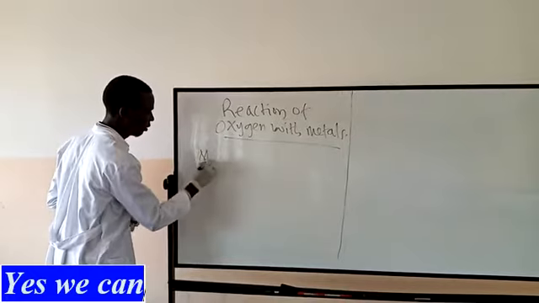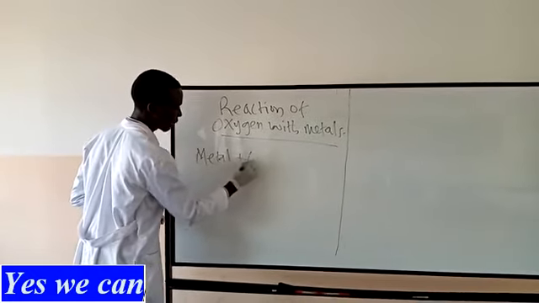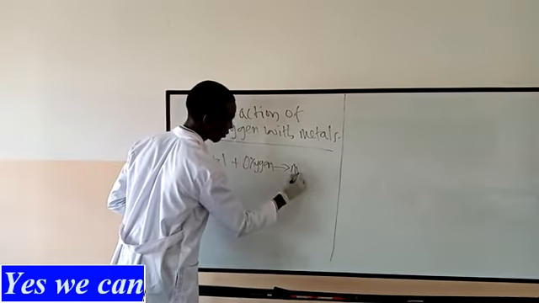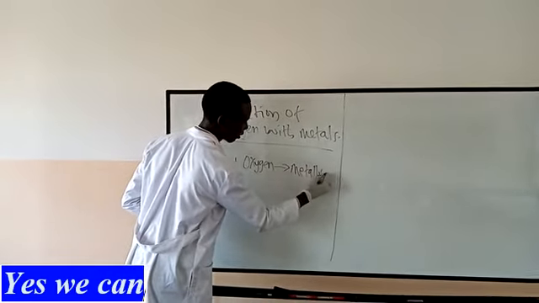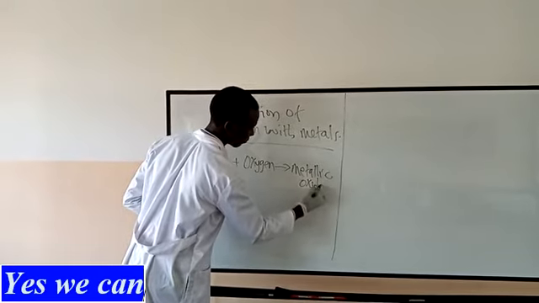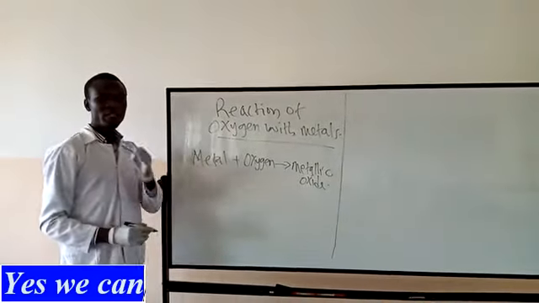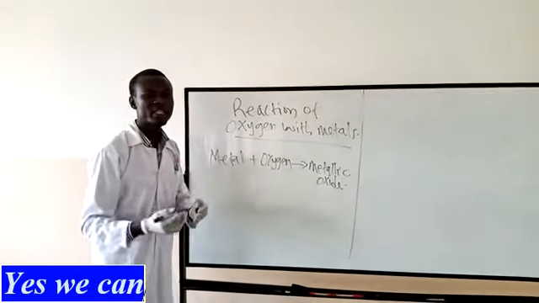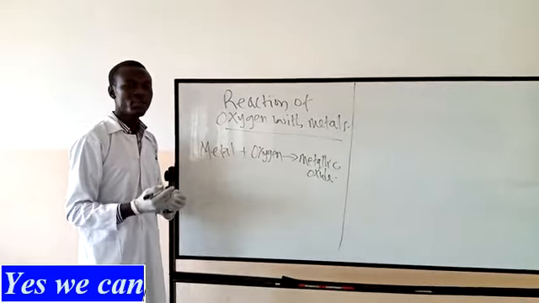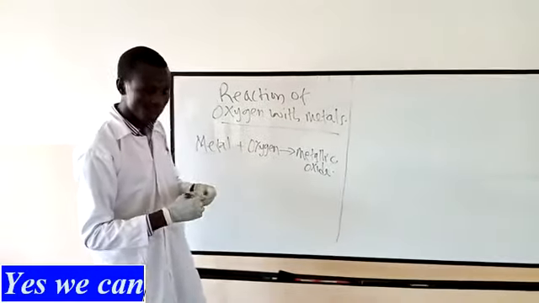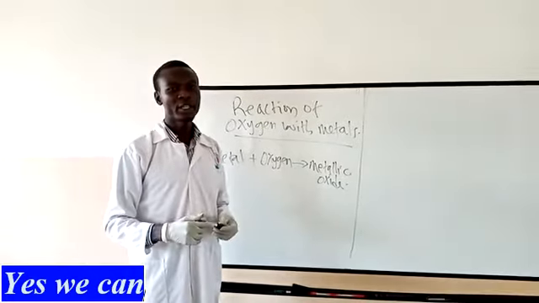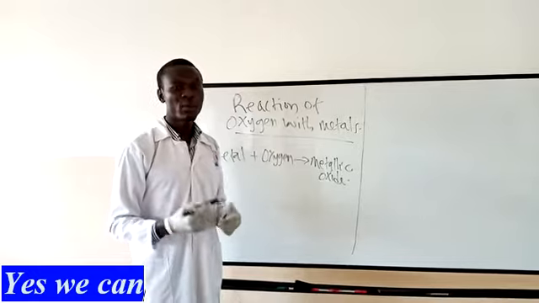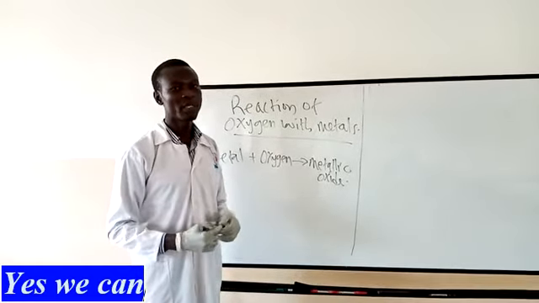So, a metal plus oxygen will form a metal or metallic oxide. Now, these metallic oxides in most cases are basic in nature. So that means that if you dissolve the metallic oxide, which is soluble in water, the solution that is formed will turn red litmus paper blue, as we shall try.